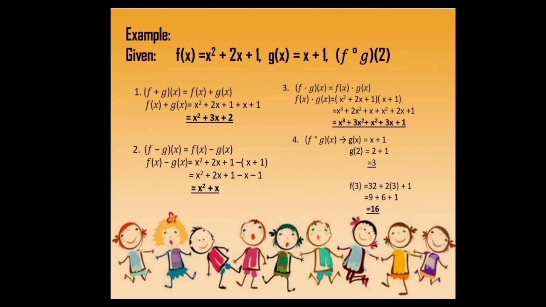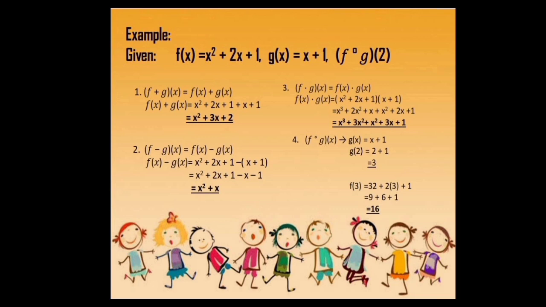So, now let's have an example. Given f(x) equals x squared plus 2x plus 1. That is our f(x), and our g(x) is equal to x plus 1. And for our composition of function, we have f composition of g at positive 2.